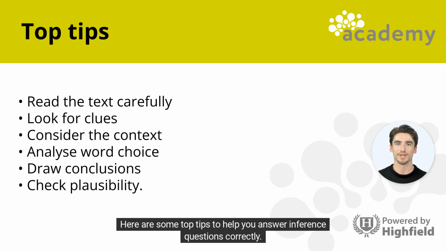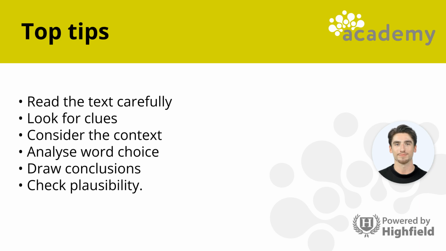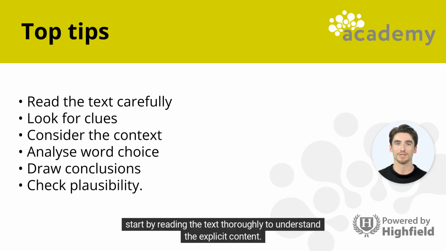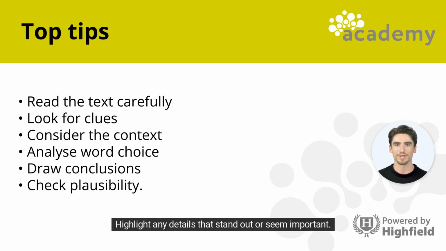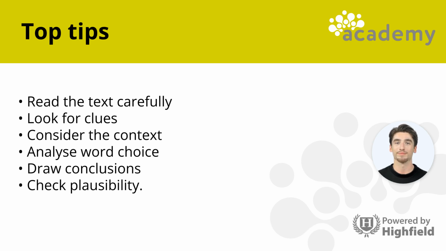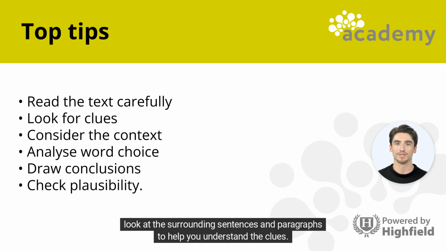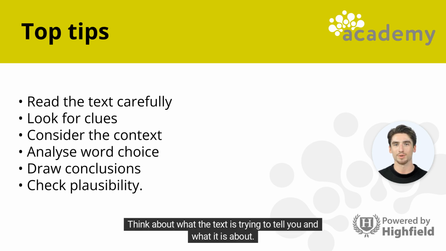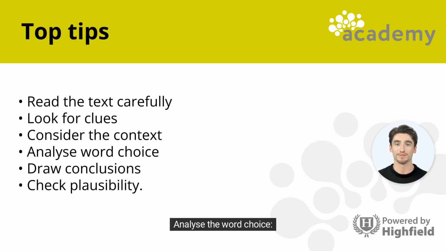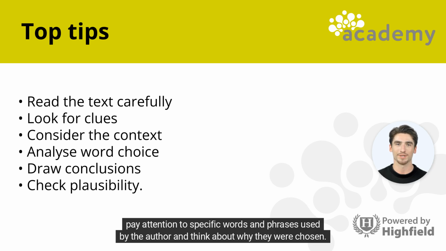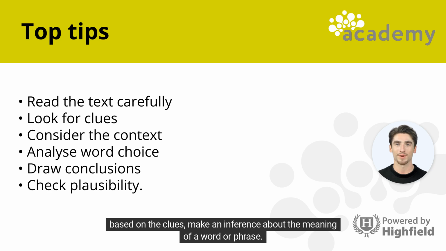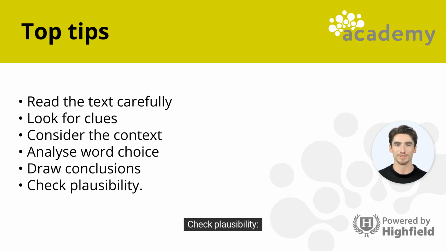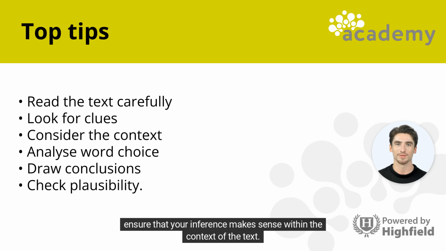Here are some top tips to help you answer inference questions correctly. Read the text carefully. Start by reading the text thoroughly to understand the explicit content. Look for clues. Use the clues from the text and your background knowledge to think about what might be implied. Highlight any details that stand out or seem important. Consider the context. Look at the surrounding sentences and paragraphs to help you understand the clues. Think about what the text is trying to tell you and what it is about. Analyze the word choice. Pay attention to specific words and phrases used by the author and think about why they were chosen. Draw conclusions. Based on the clues, make an inference about the meaning of a word or phrase. Check plausibility. Ensure that your inference makes sense within the context of the text.